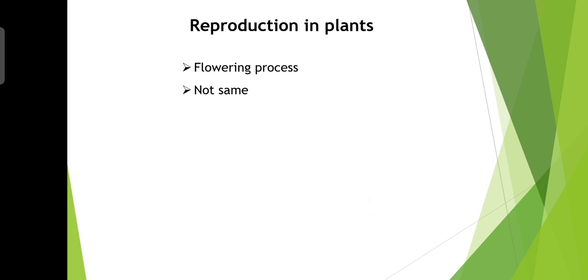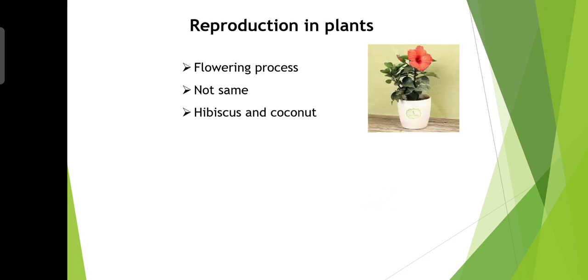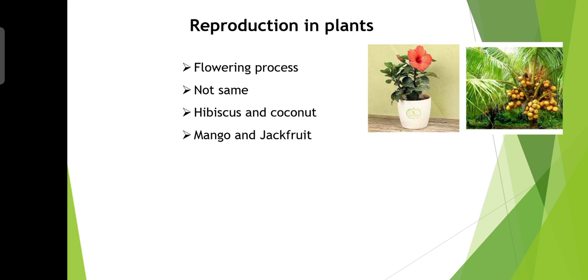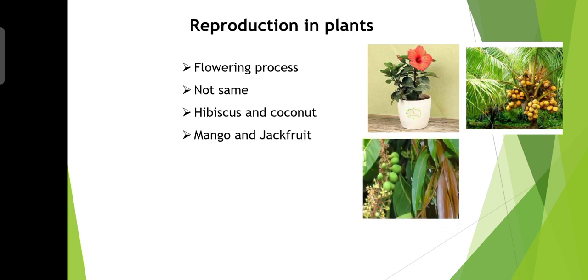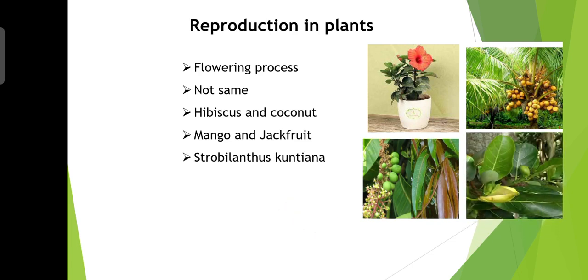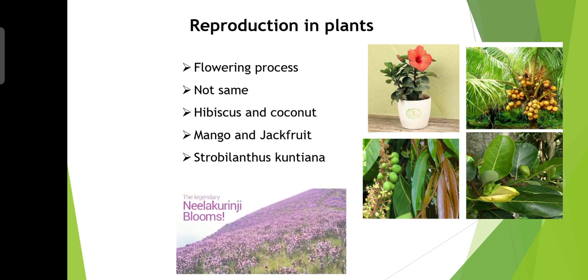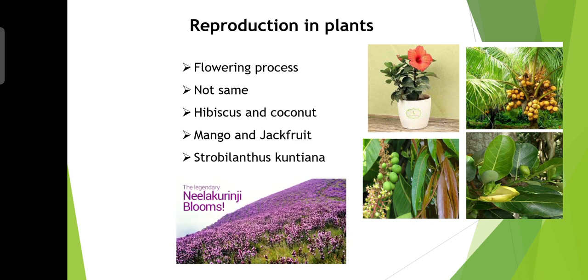For example, the hibiscus plant and the coconut plant produce flowers throughout the year. The mango plant and the jackfruit plant produce flowers only during a particular season. And there are some plants that flower once in their lifetime. The best example is Strobilanthes kunthiana, which flowers once in every 12 years.